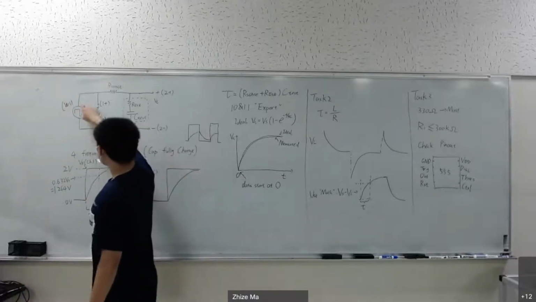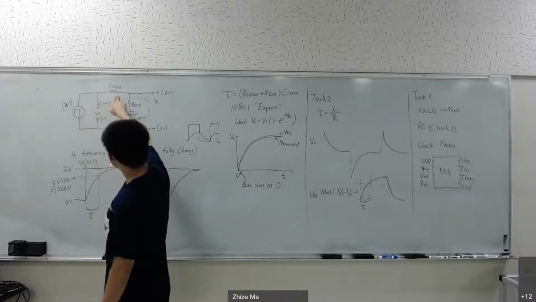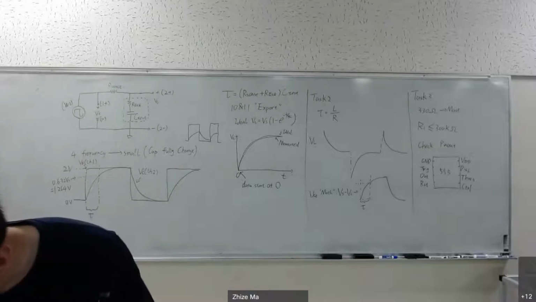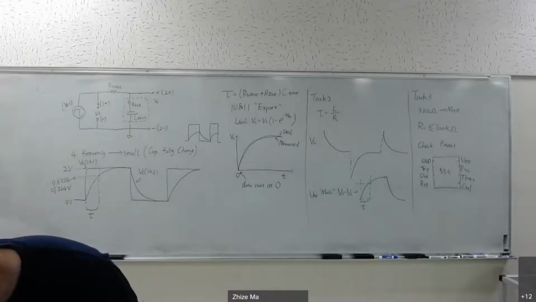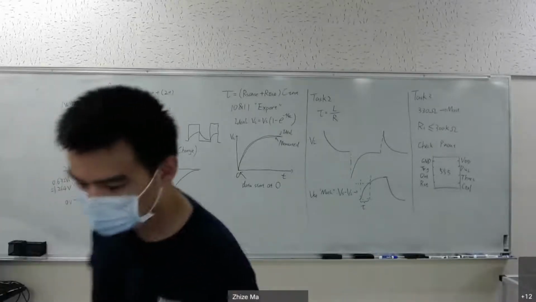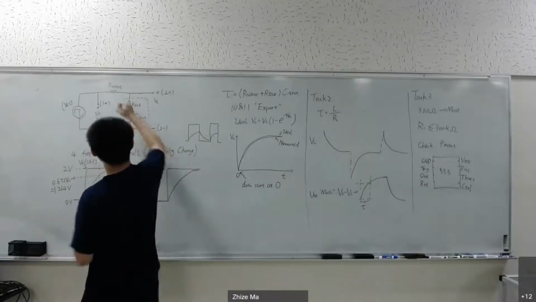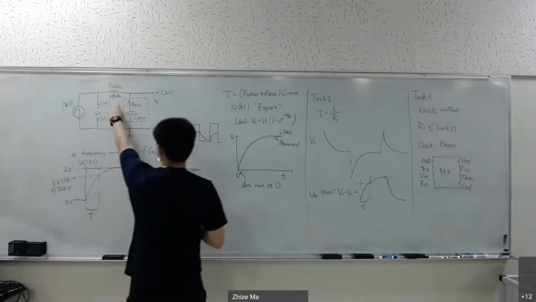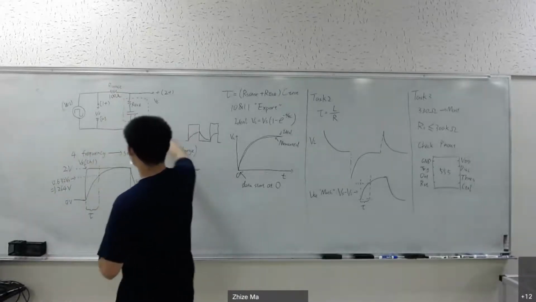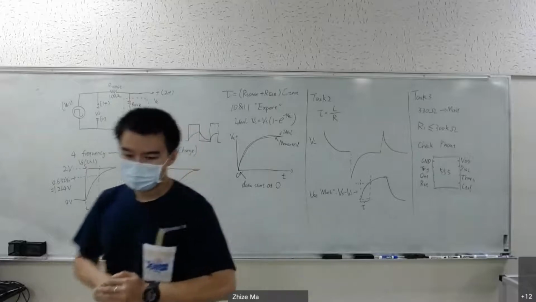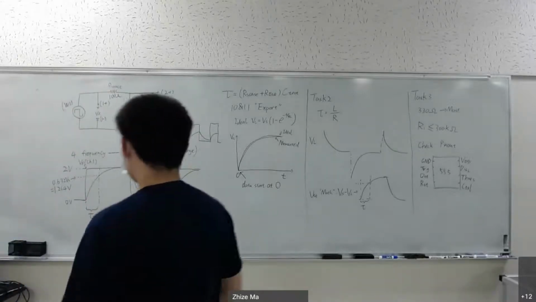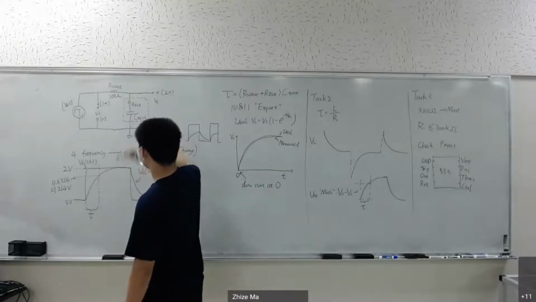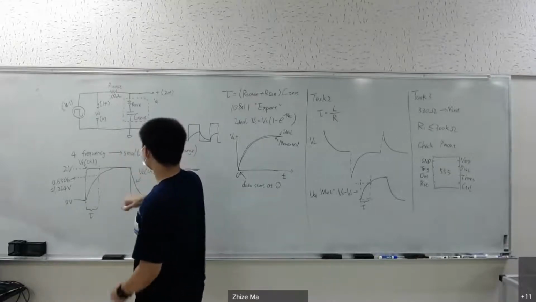Then W1 is connected to a sense resistor, which will be a 100 ohm resistor. This 100 ohm resistor is in series with the capacitor. Basically this is the circuit you're going to build. Don't forget the capacitor will connect to the ground.